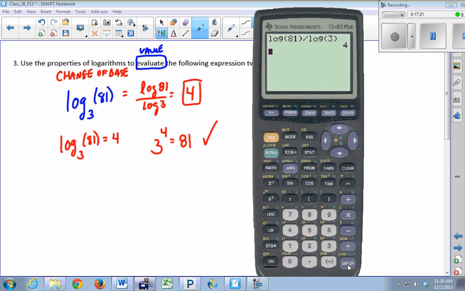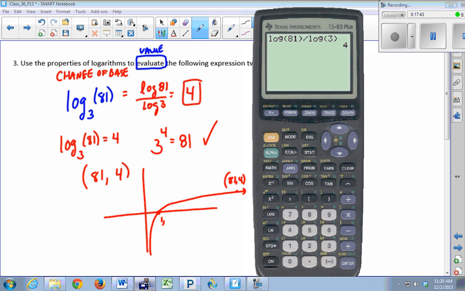Okay, so if you were actually plotting the graph of log base 3, 81, 4 would be a point on your graph. Your input is 81 and your output is 4. So if you were actually plotting this log, 81 would be way out here, and you'd be at the point 4, knowing that 1, 0. So this would be log base 3 of x. That would be a function. And that's what the graph would look like.